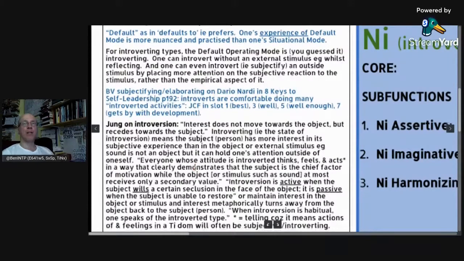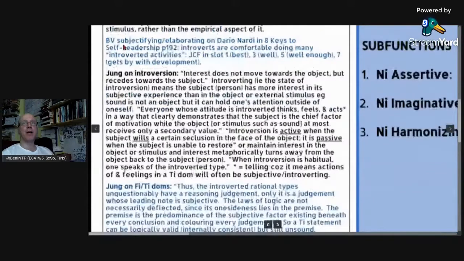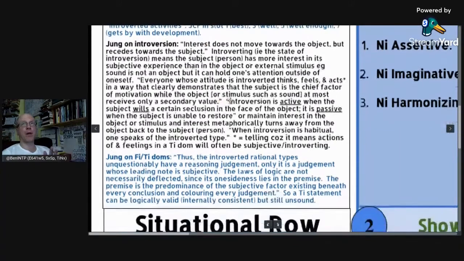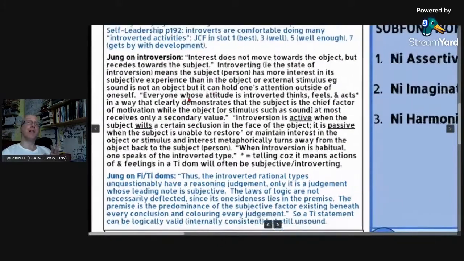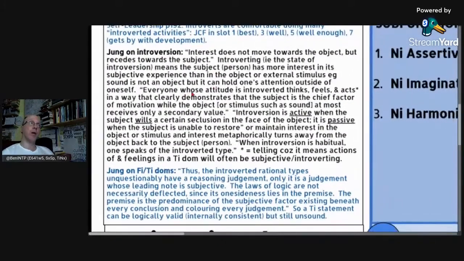Me, subjectifying, elaborating on Dario Nardi's 8 Keys to Self-Leadership. So I'm reframing it, but it's what he sort of meant. Introverts, well, again, I'm subjectifying it. I'm putting my own spin on it. Introverts are comfortable doing many introverted activities. Jungian cognitive functioning slot 1, best, 3, well, 5, well enough, and 7, gets by with development. Jung on introversion. So I would say, think of the INTJ mother will develop the SI.